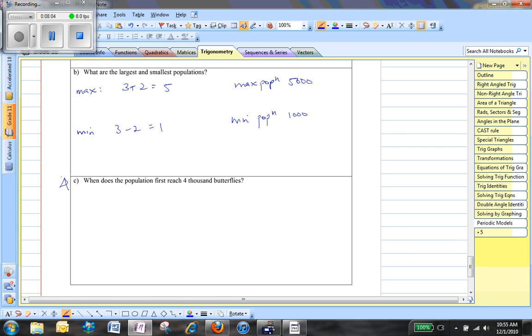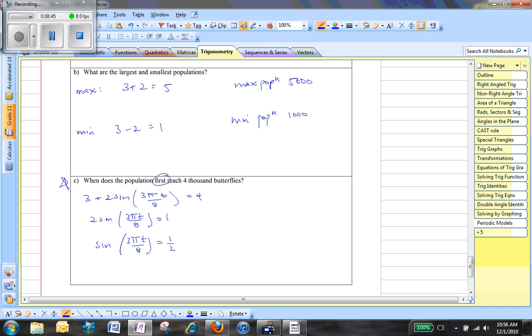Now, C. This is the part where I expect you to do a little bit more thinking. When does the population first reach 4,000? So basically, I'm setting the equation 3 plus 2 sine 3 pi t over 8 equal to 4. Not 4,000, 4, because everything is in thousands. I want to isolate sine theta. So I get 2 sine 3 pi t over 8 is equal to 1. Sine 3 pi t over 8 is equal to a half. Boom, that's a special triangle.